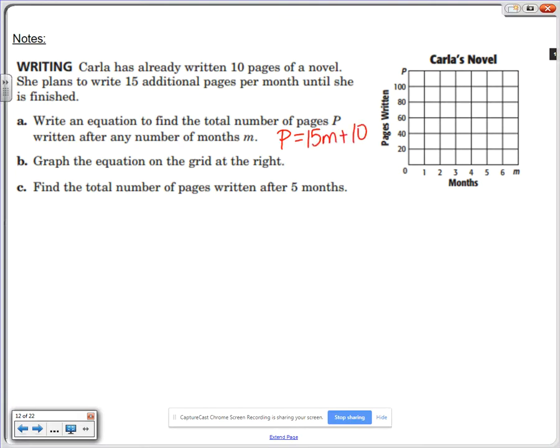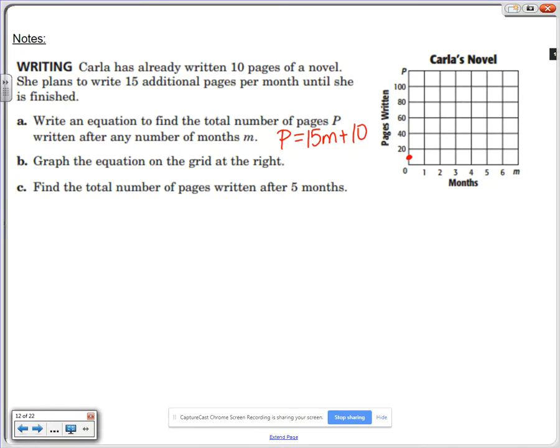Okay, so now it says I'm supposed to graph it in part B, correct? Where's my first dot? What's my first point? Where do I begin? At 10. Where is 10? Right there. Now, I'm supposed to go up 15, right 1, correct? Well, I have a problem because my lines don't go by 15s, do they? No, they don't. So I can't do that.